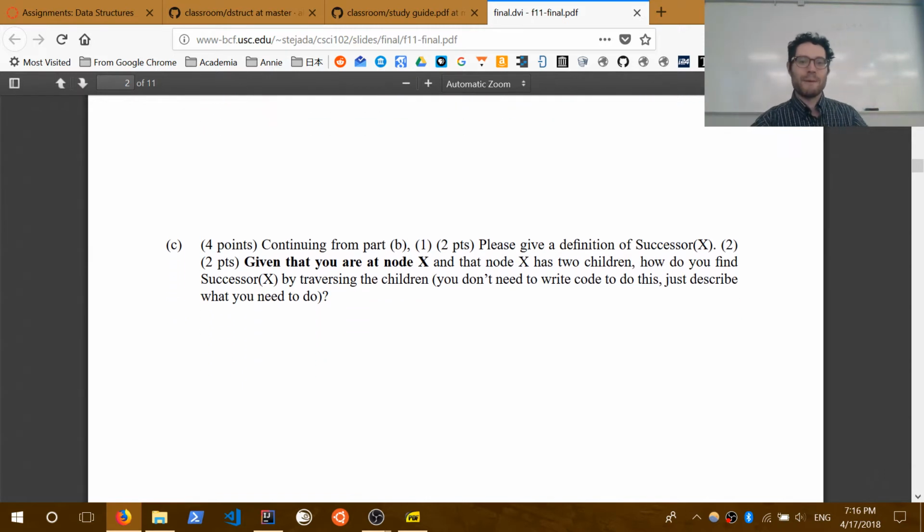So continuing with part B, you have the successor of x, right? Which is the smallest node in your right subtree. The smallest thing that's bigger than you. How do you find that? Well, it's the reverse. You go one to the right, all the way to the left.